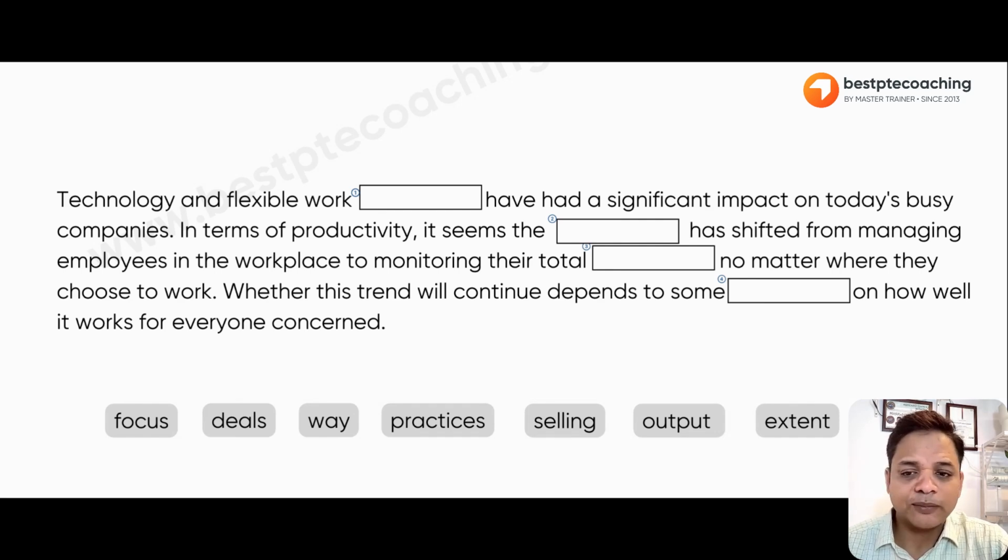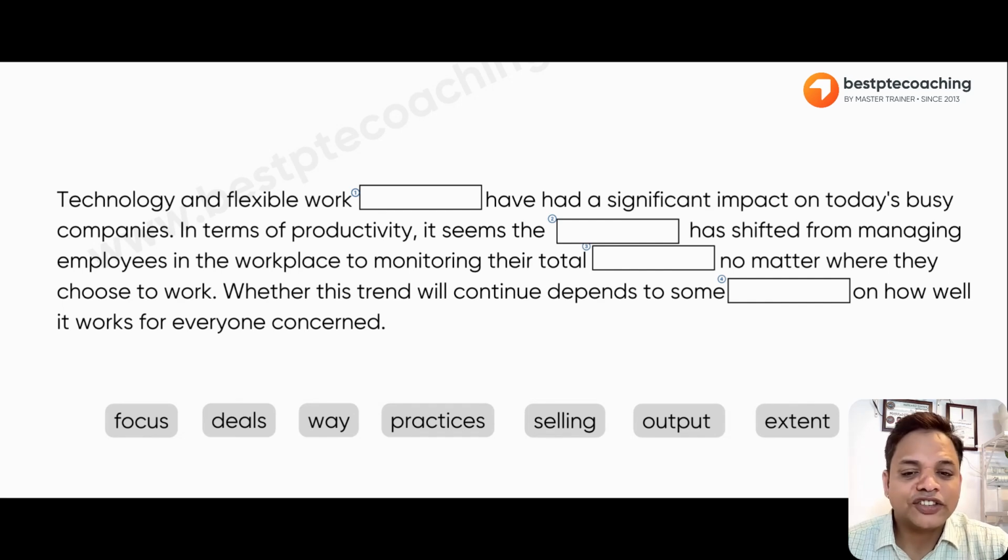What is it? Managing employees in the workplace has shifted from managing employees in the workplace to monitoring their total blank, no matter where they choose to work. So it is about productivity. It is saying total. Total is an adjective, right? Adjective needs a noun. So what is the noun? Total, productivity related thing I want. Practices. Output is productivity related thing. Yes or no? Output or productivity, both are close words. So I'm going with what? Output. I'll choose here output.